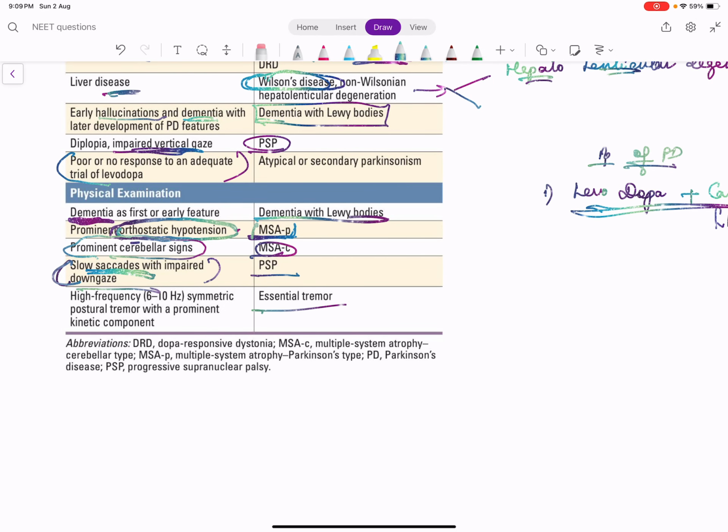Okay. And essential tremor is a common differential diagnosis for Parkinson's disease. Parkinson's tremor is asymmetrical. Usually one side is involved more, whereas essential tremor is usually symmetrical. Okay.